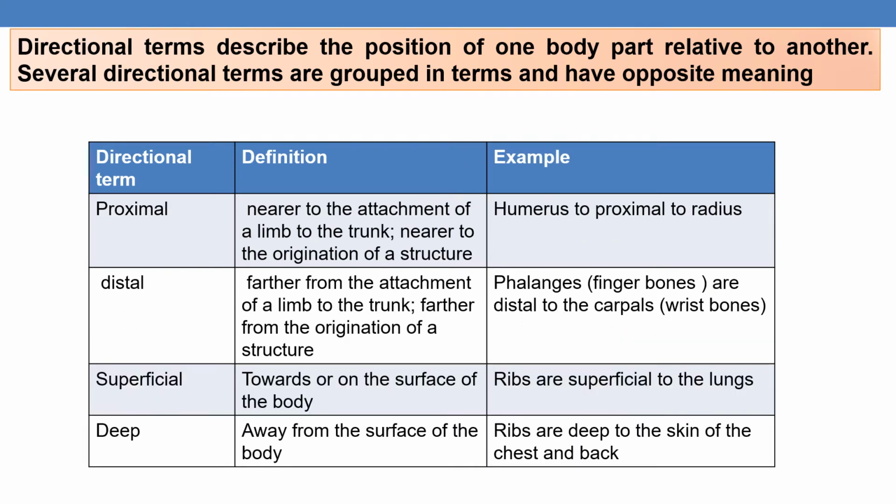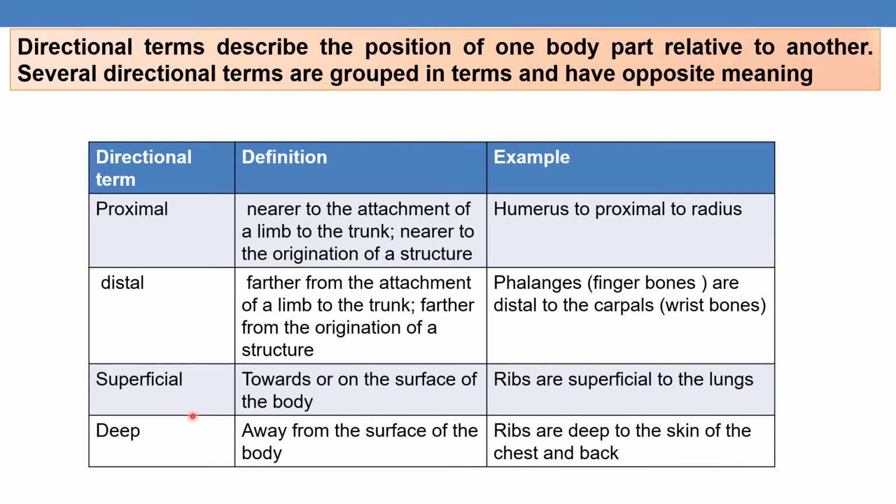The next term is proximal, which is nothing but nearer to the attachment of limb to the trunk or nearer to origination of a structure. For example, humerus is proximal to radius. The next term is distal, farther from the attachment of a limb to the trunk, farther from the origination of a structure. For example, phalanges are distal to the carpals. Phalanges are nothing but finger bones and carpals are nothing but wrist bones.